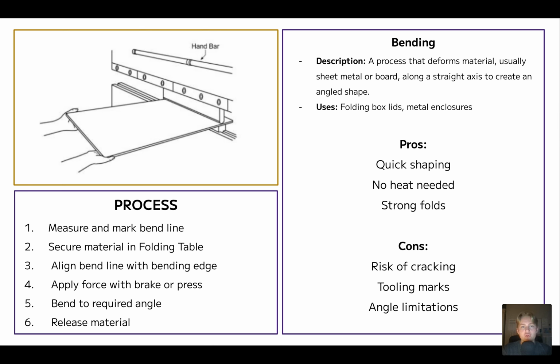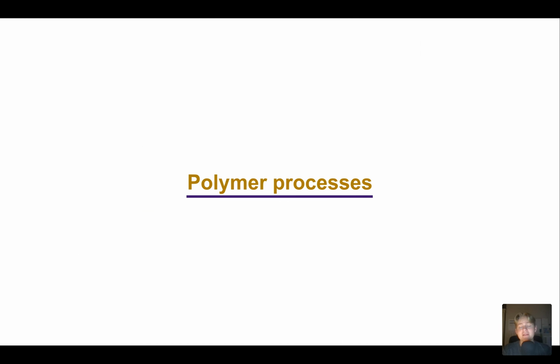The process you need to describe in your exam is firstly to measure and mark the bend line on your workpiece. Then you'd secure the material into what we call the folding table, and that's what we're using. Then you'd align the material with the bending edge and apply the force using the brake or press, and then bend to the required angle. You're using that as a fixed point to bend it to the required angle, and then you'd release the material. That was very quick. That was papers and boards.